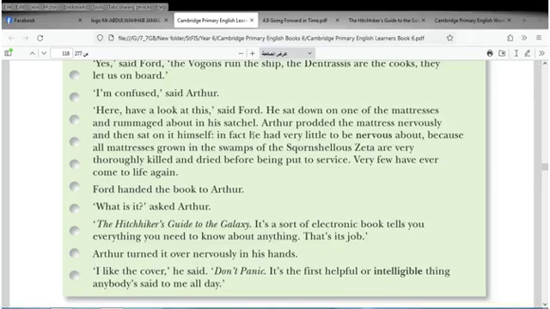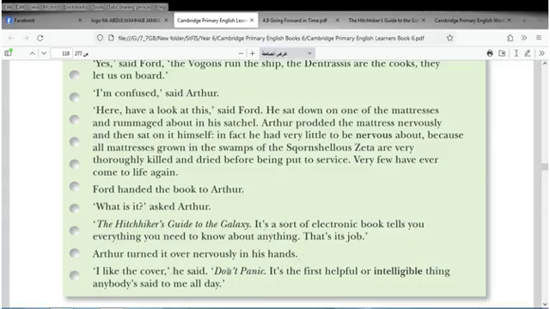Arthur prodded the mattress nervously and then sat on it himself. In fact, he had very little to be nervous about, because all mattresses grown in the swamps of the Squornshellous Zeta are very thoroughly killed and dried before being put to service. Very few have ever come to life again. Ford handed the book to Arthur. "What is it?" asked Arthur. "The Hitchhiker's Guide to the Galaxy. It's a sort of electronic book that tells you everything you need to know about anything. That's its job."